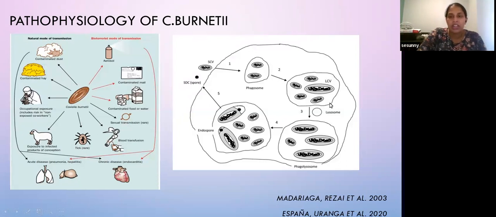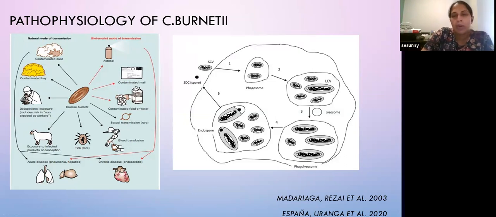So from the small cell variant, you have the large cell variant. The large cell variant forms more large cell variants, or it can form these spores, and the spores are exocytosed from the cell and enter the circulation. So how Coxiella moves from the macrophage to the various organ systems, we're actually not sure.